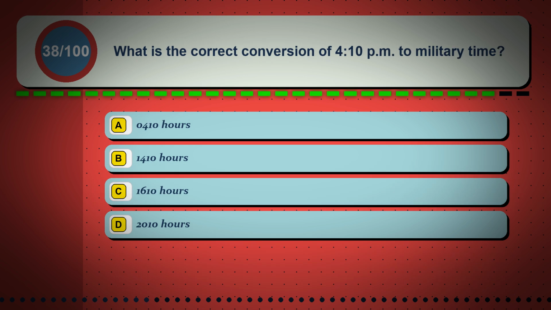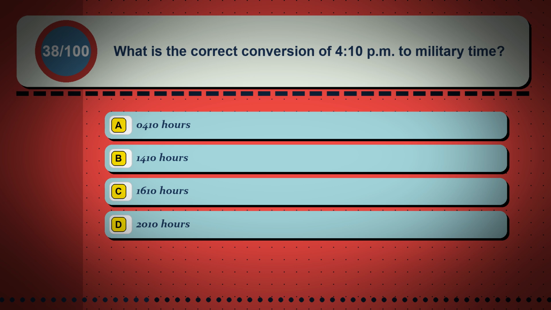Question 38. What is the correct conversion of 4:10 p.m. to military time? Option A is 0410 hours. Option B, 1410 hours. Option C, 1610 hours. Option D, 2010 hours.